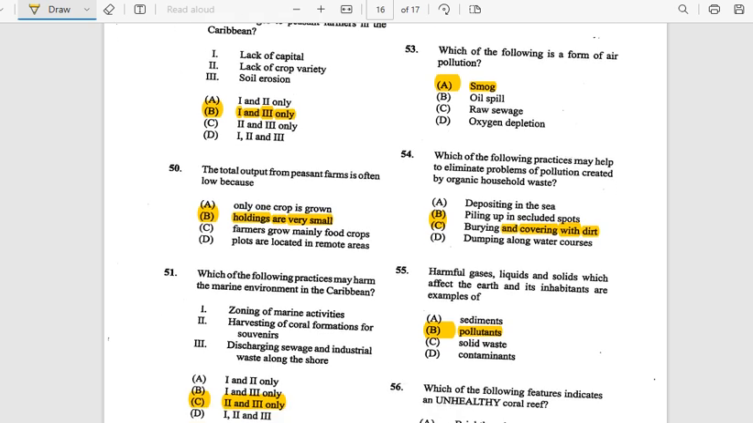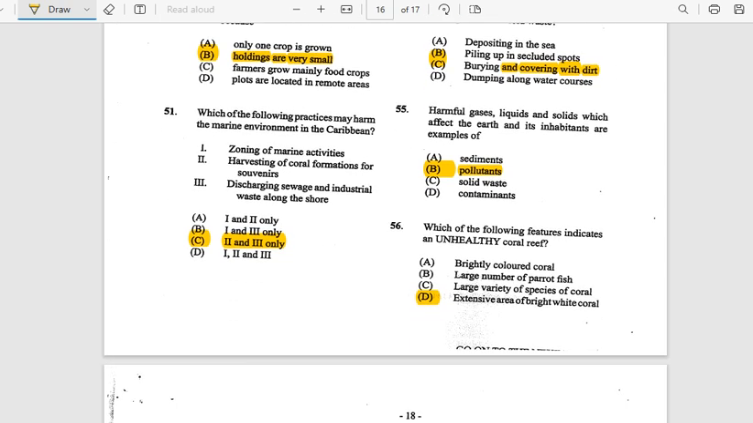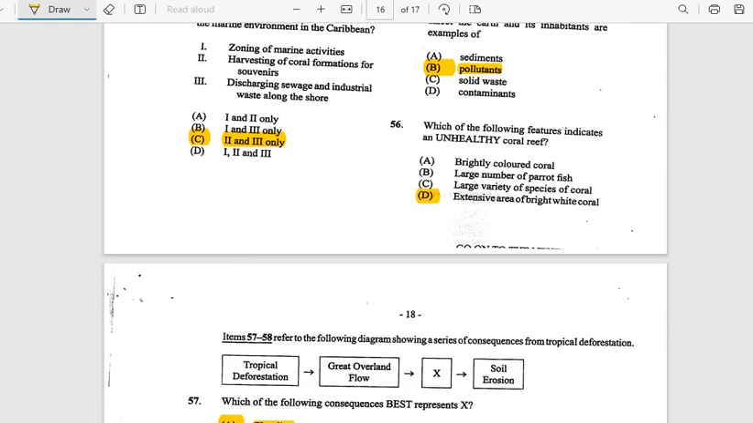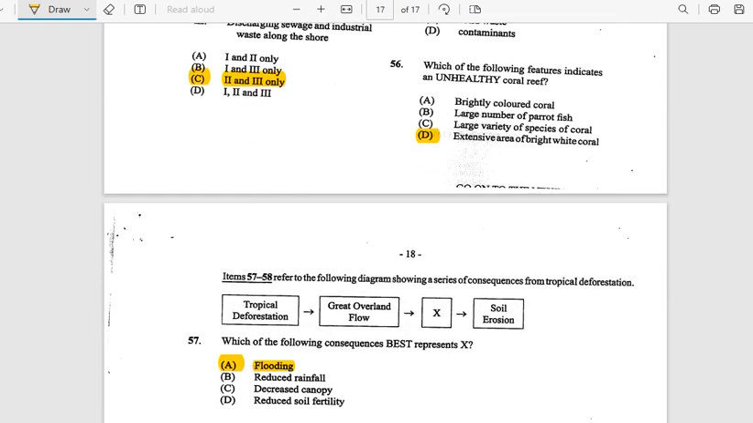This one is a repeat as well, I can guarantee you guys. Alright, number 54. Which of the following practices may eliminate the problems of pollution created by organic household waste? And it has to do with burying and covering with dirt. I think this one is a repeat as well. Number 55. Harmful gases, liquids and solids which affect the earth and its inhabitants are examples of pollutants. Number 56, we're getting there, guys.